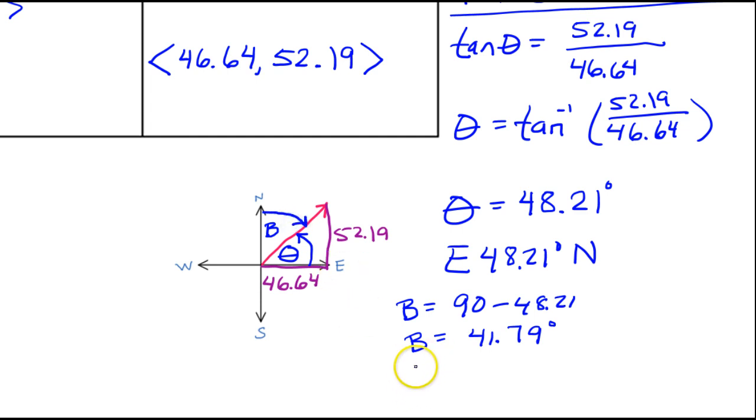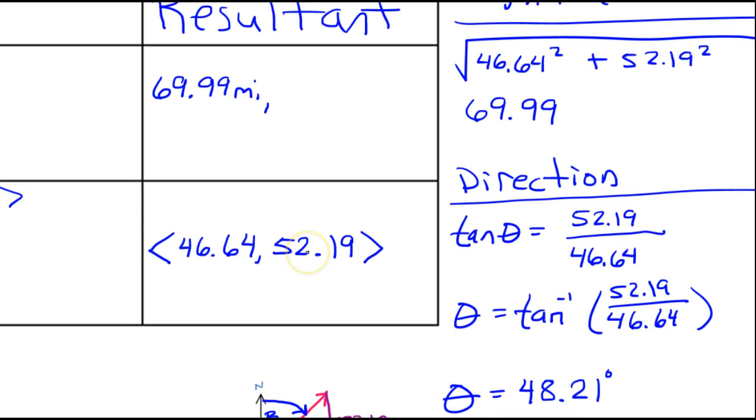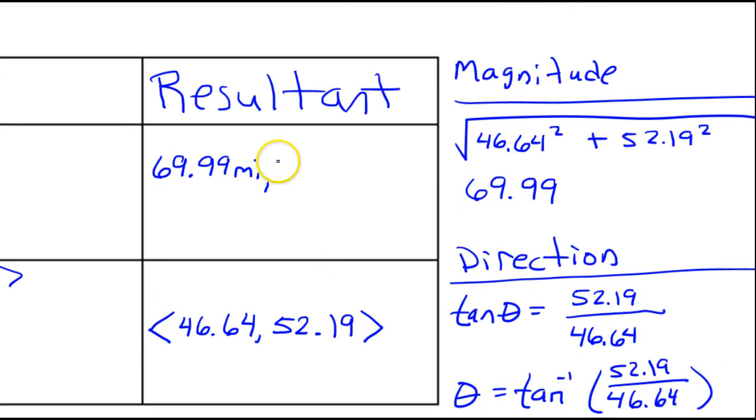So that's why this direction would be written north 41.79 degrees east. So this is probably the best direction to use in your final answer for this problem because it really matches what was given to us in the original problem. So north 41.79 degrees east. And that's it. That's the final answer.